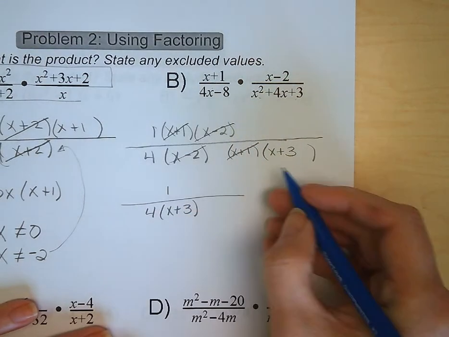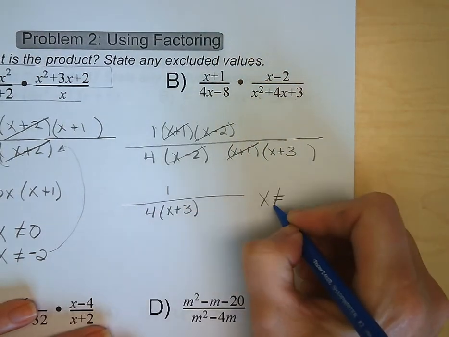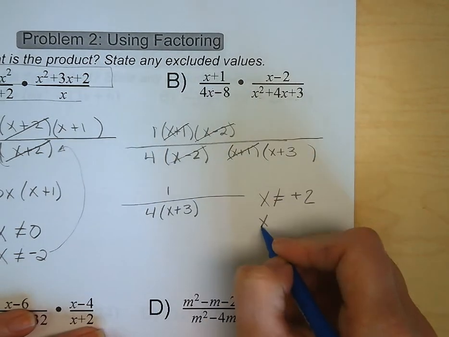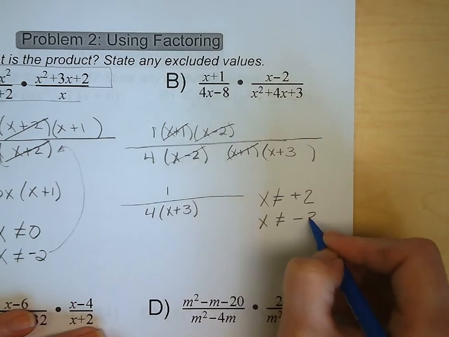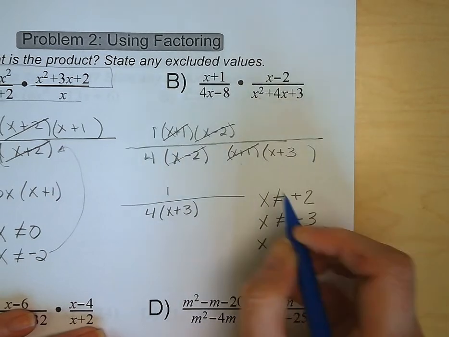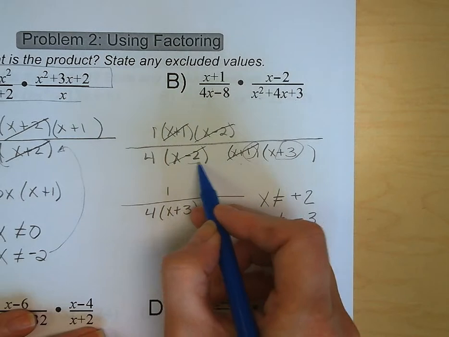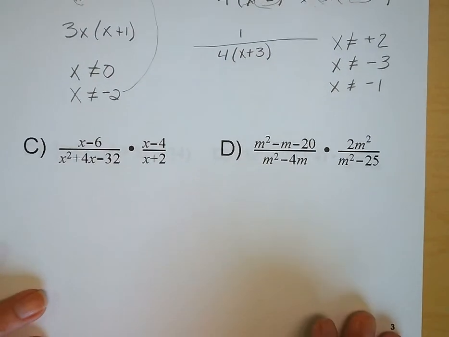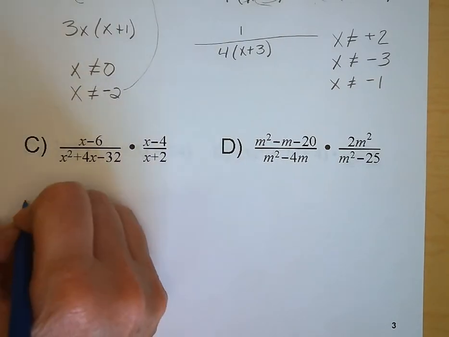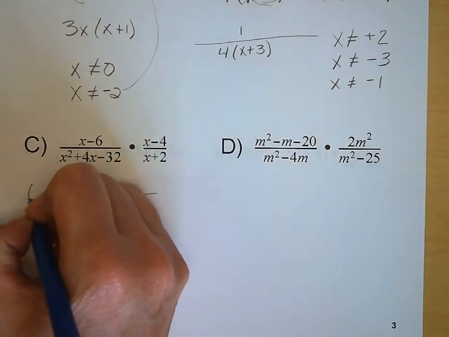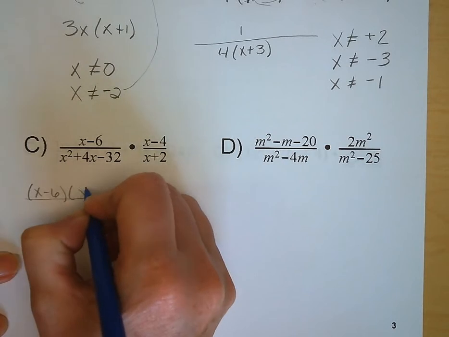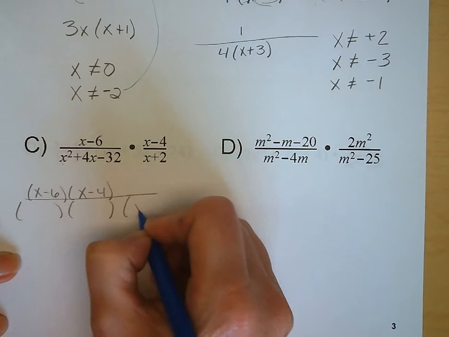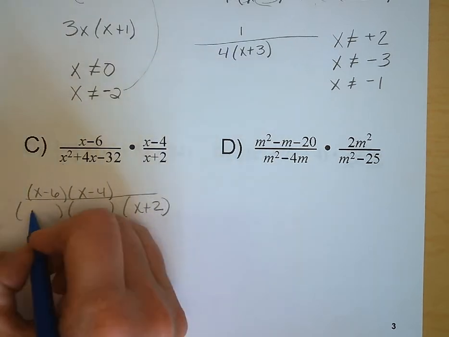Okay. Now we're looking for things that are going to make our denominator 0, so we can have a 2, a -3, and a -1. So those three values will make our denominator 0. Okay. Letter C. Start off, write the top two. We don't have to simplify those at all, so we've got the quantity x minus 6 times the quantity x minus 4. We can rewrite x plus 2 because there's no way to simplify that.